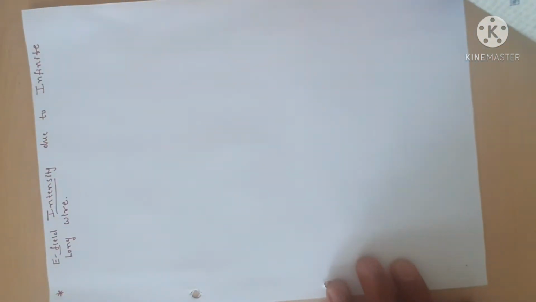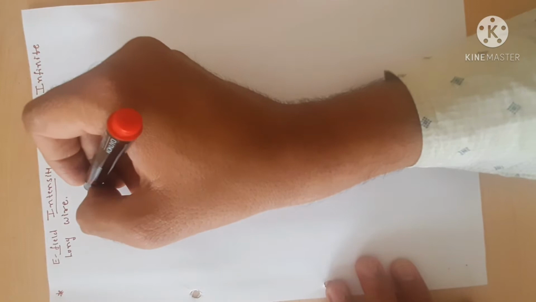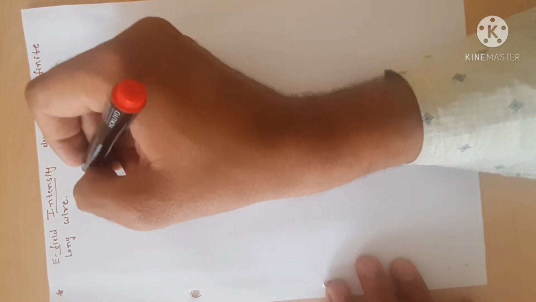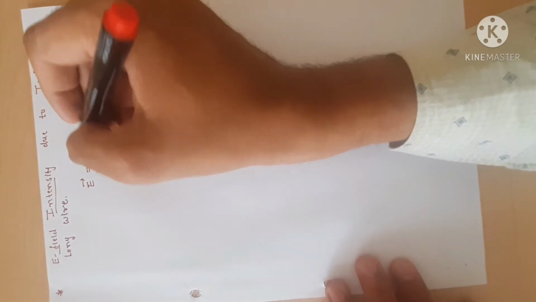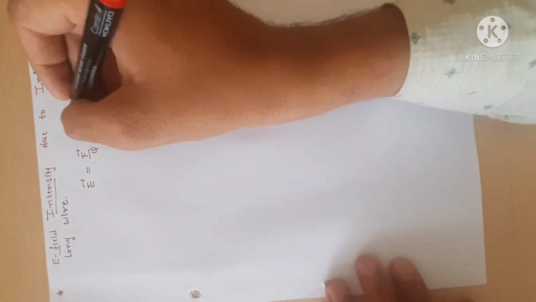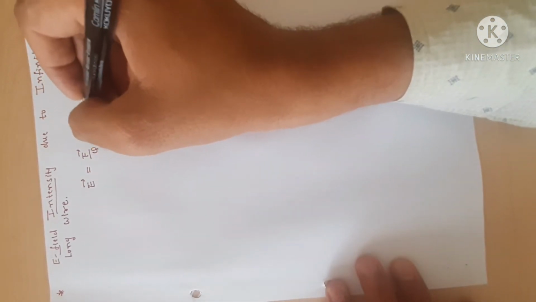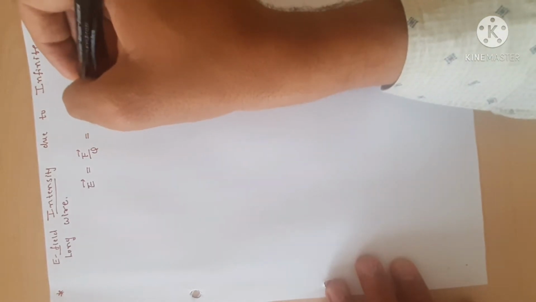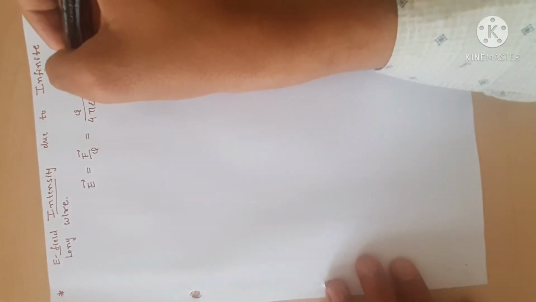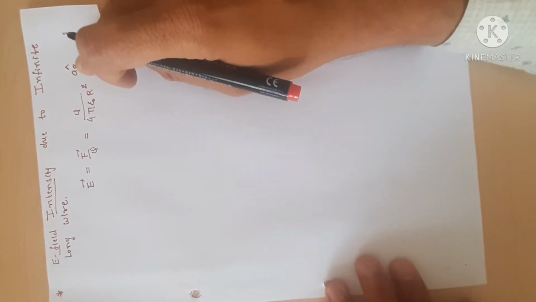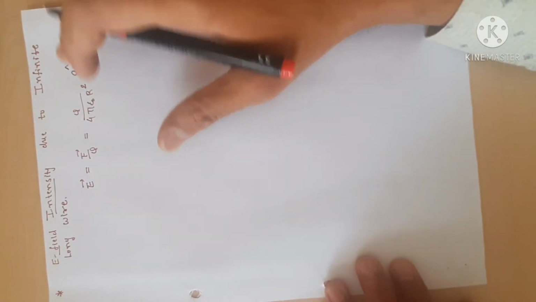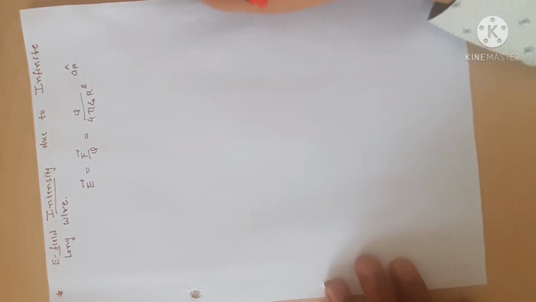As we know, what is electric field intensity? Electric field intensity is force per unit charge, F by Q, and the equation of electric field intensity is Q upon 4 pi epsilon 0 r square into AR unit vector, where r is the distance and AR is the unit vector. Now, based on this equation, we have to derive the electric field intensity due to an infinitely long wire.